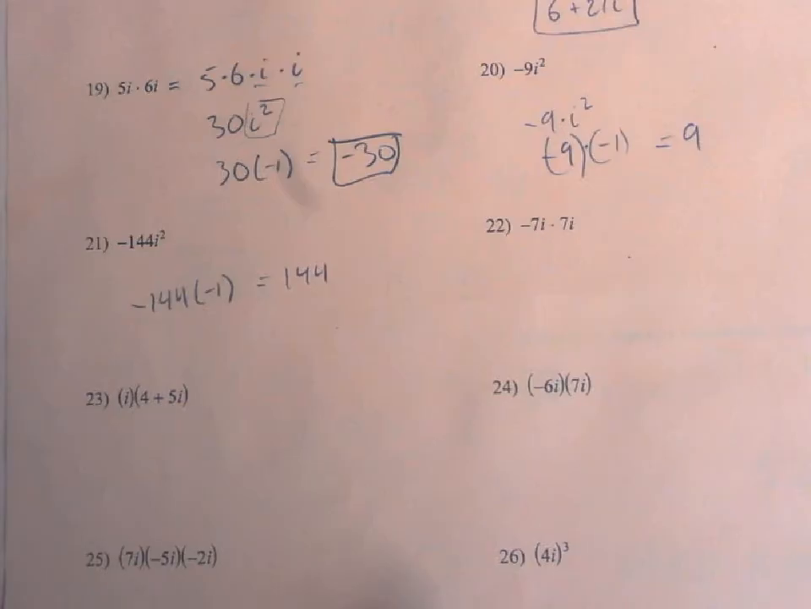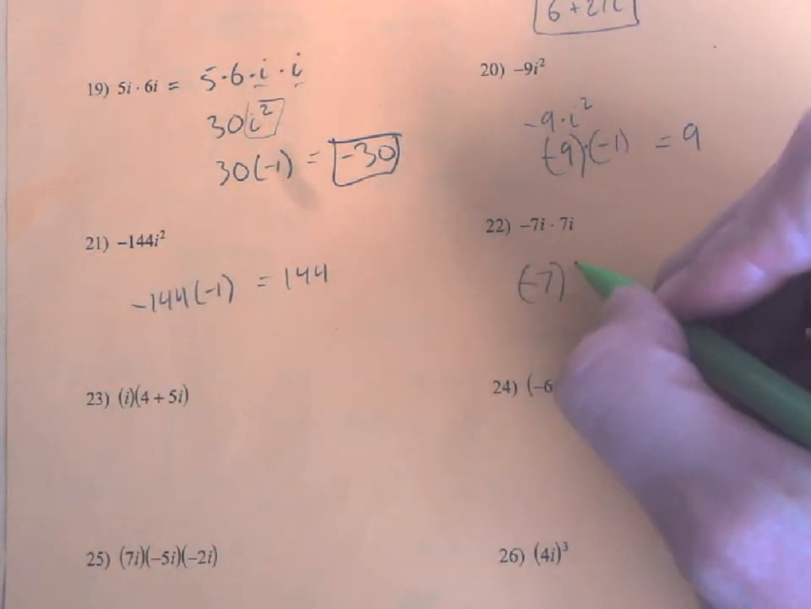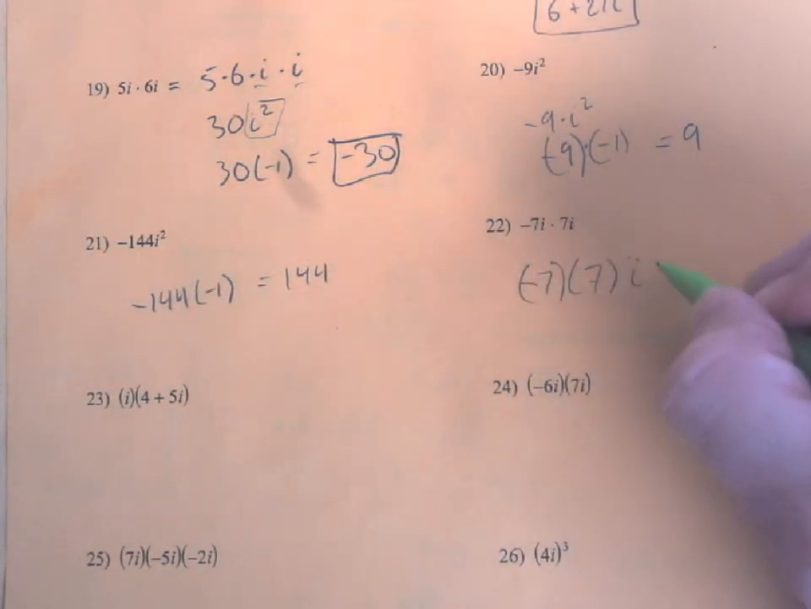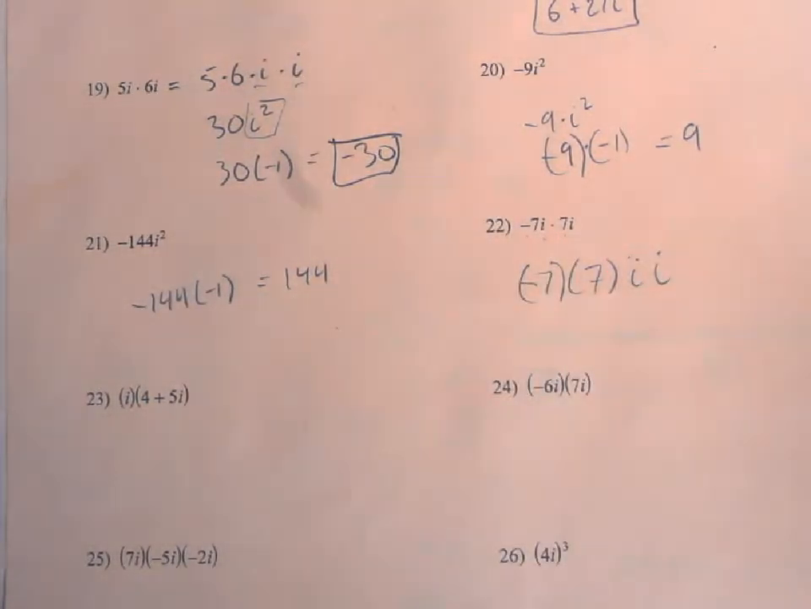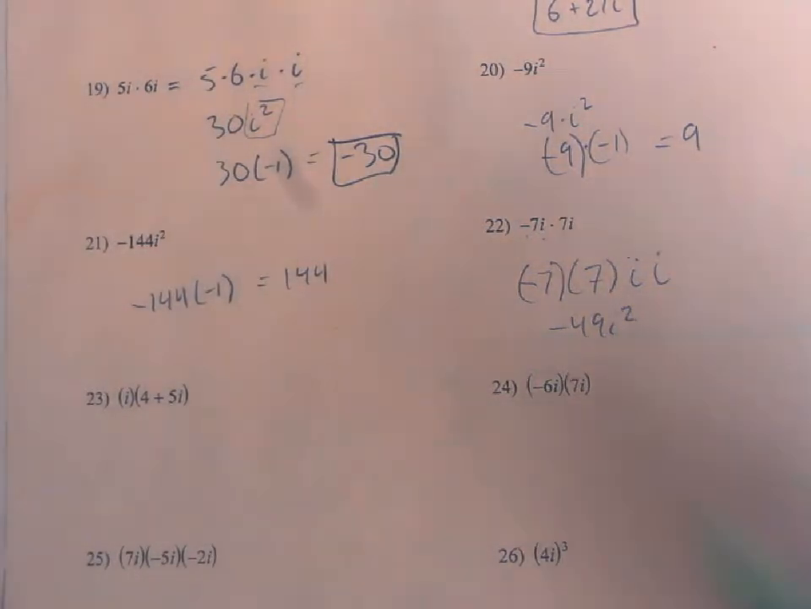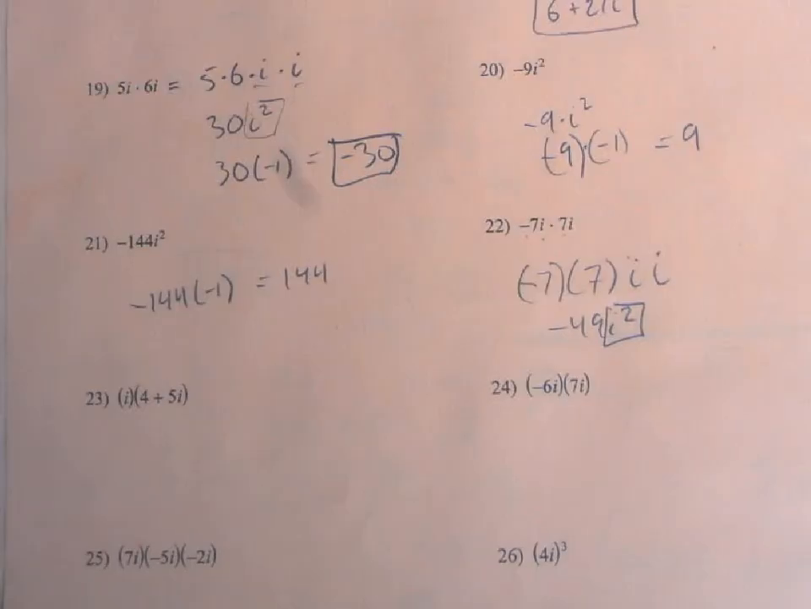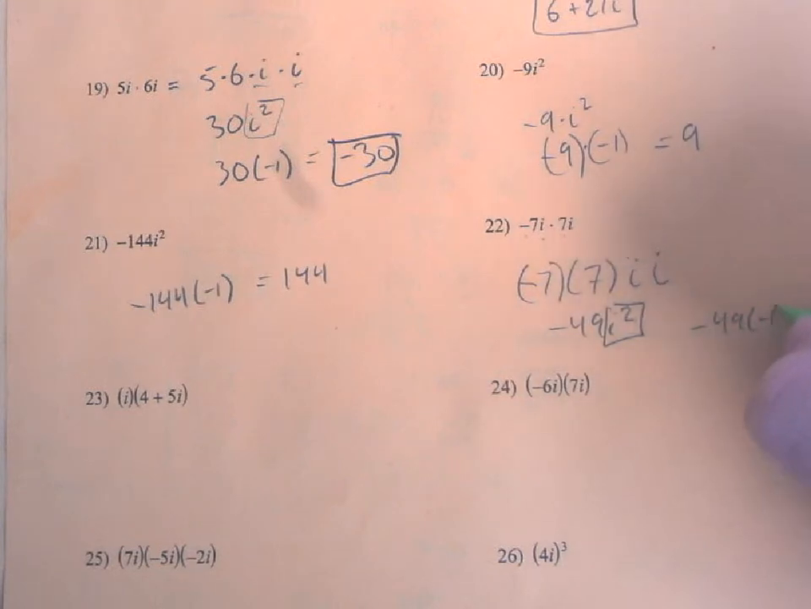Okay, take a look at 22. If I use the commutative property to rearrange it, I could rewrite it like this: negative 7 times i times i. Okay, well that's negative 49i squared. And just like we did in the previous problems, i squared is negative 1. So this is negative 49 times negative 1, which is 49.